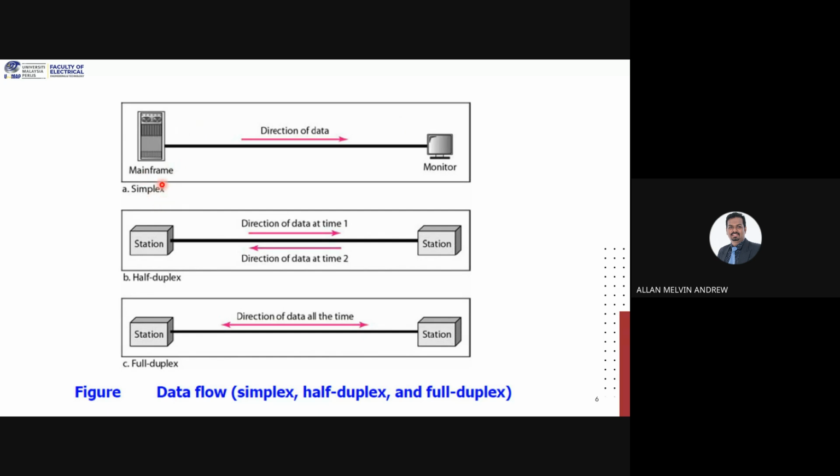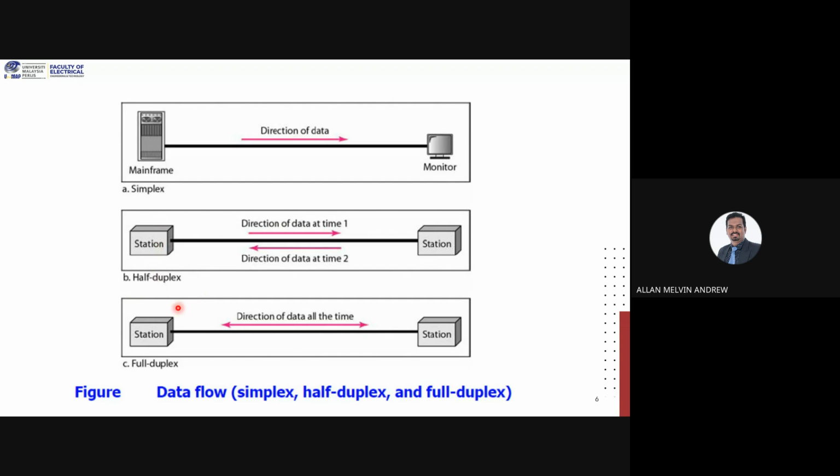Simplex is only one direction, from the server to the node. We call it a node, not a monitor, because node is easier to understand. Then we have half duplex.